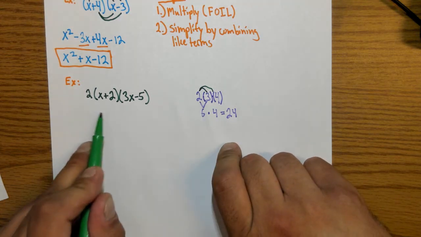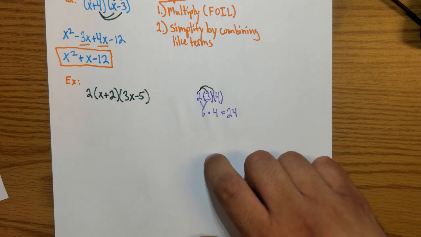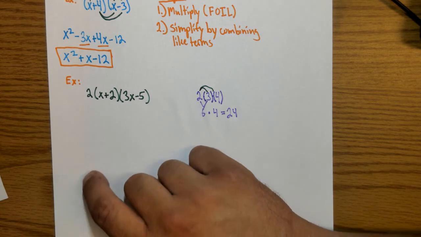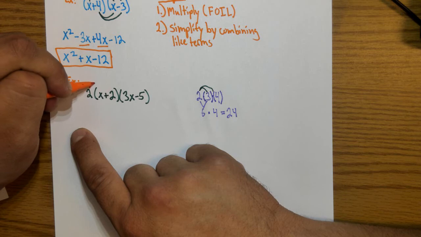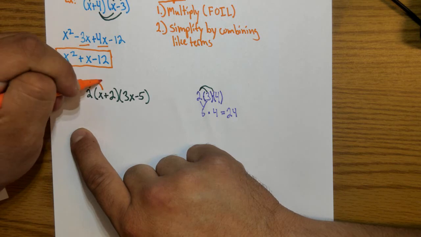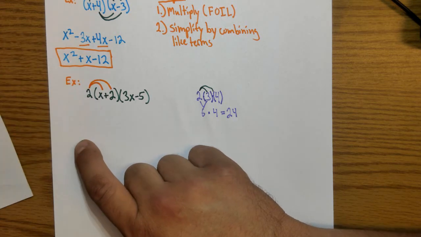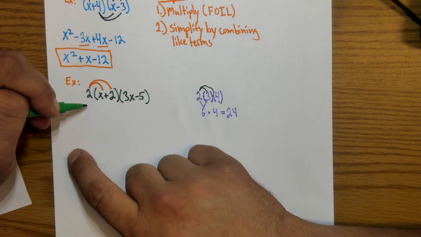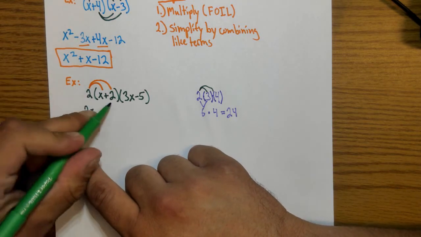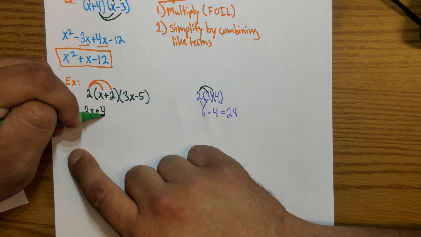So we're going to do the same concept over here. We're only going to multiply to one of these. So I want to distribute this 2 into just this first term here. So 2 times x is 2x. 2 times 2 is positive 4.